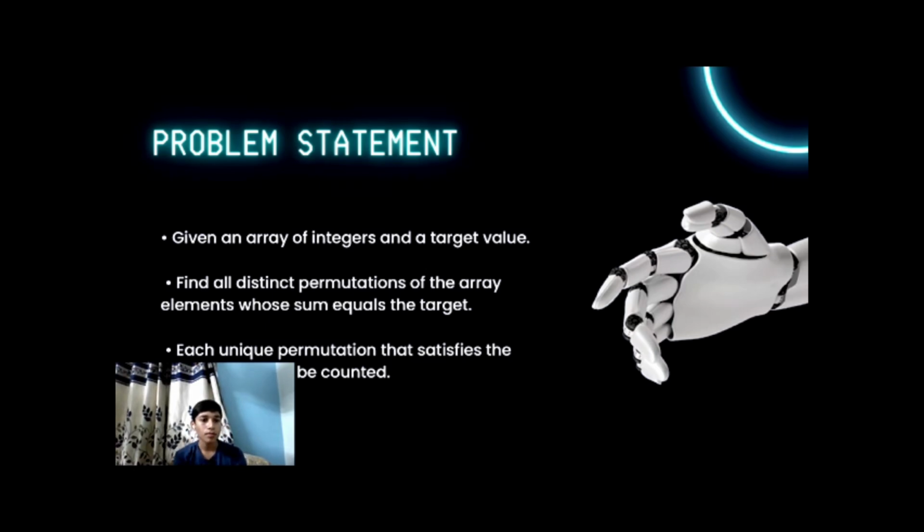The problem we are given is an integer array and a target value. Find all distinct permutations of the array elements whose sum equals that target. Each unique permutation that satisfies the condition should be counted. In simple words, we are finding how many different arrangements of numbers from the array can add up exactly to the target sum.